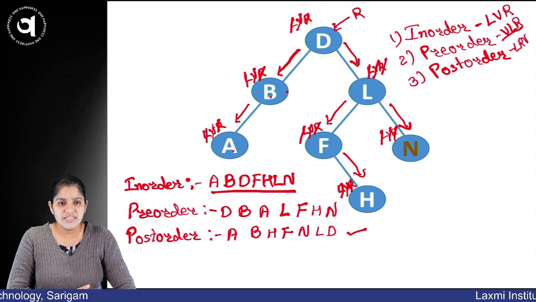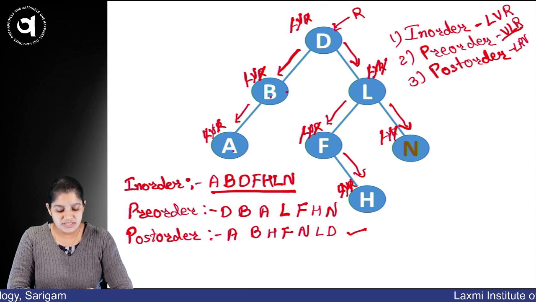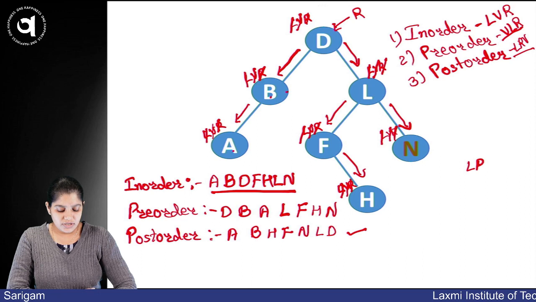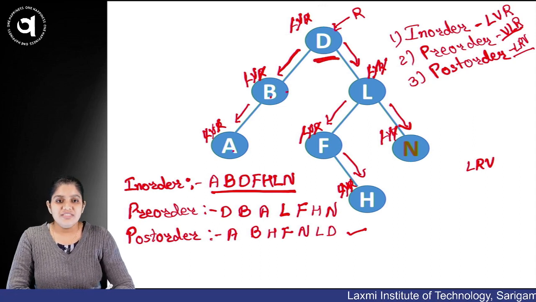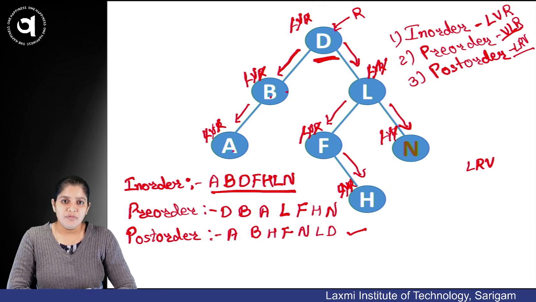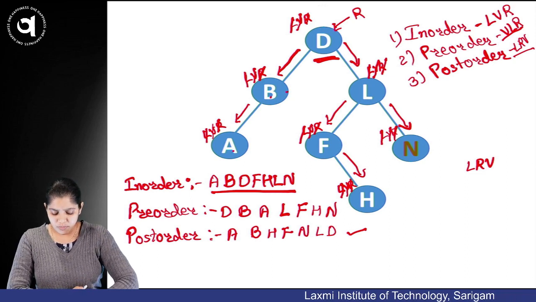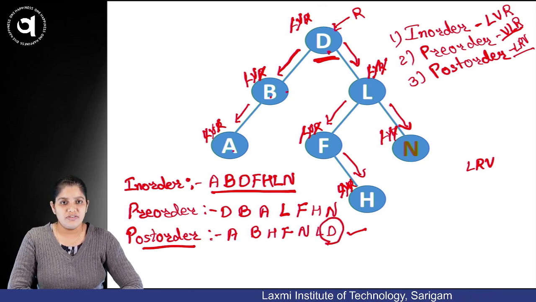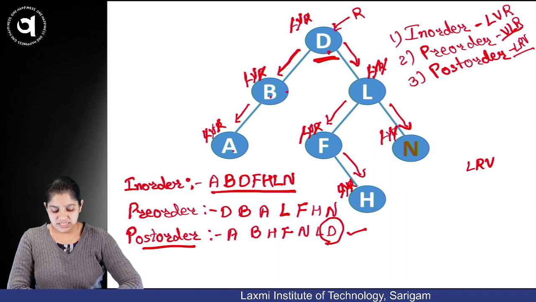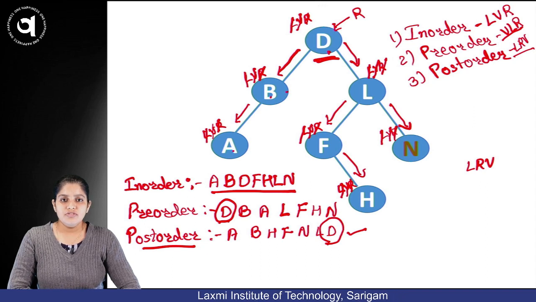I have just written the answer. If you want to do it, you can just follow this shortcut, LRV. First we need to go towards the left, then towards the right, and lastly we need to visit it, that means the root node. Just keep in mind, if you have a binary search tree or any tree, in a post-order sequence, the root node should be the last one. And in a pre-order sequence, the root node should be the very first node. So, yeah, that's all. I hope you understood this.